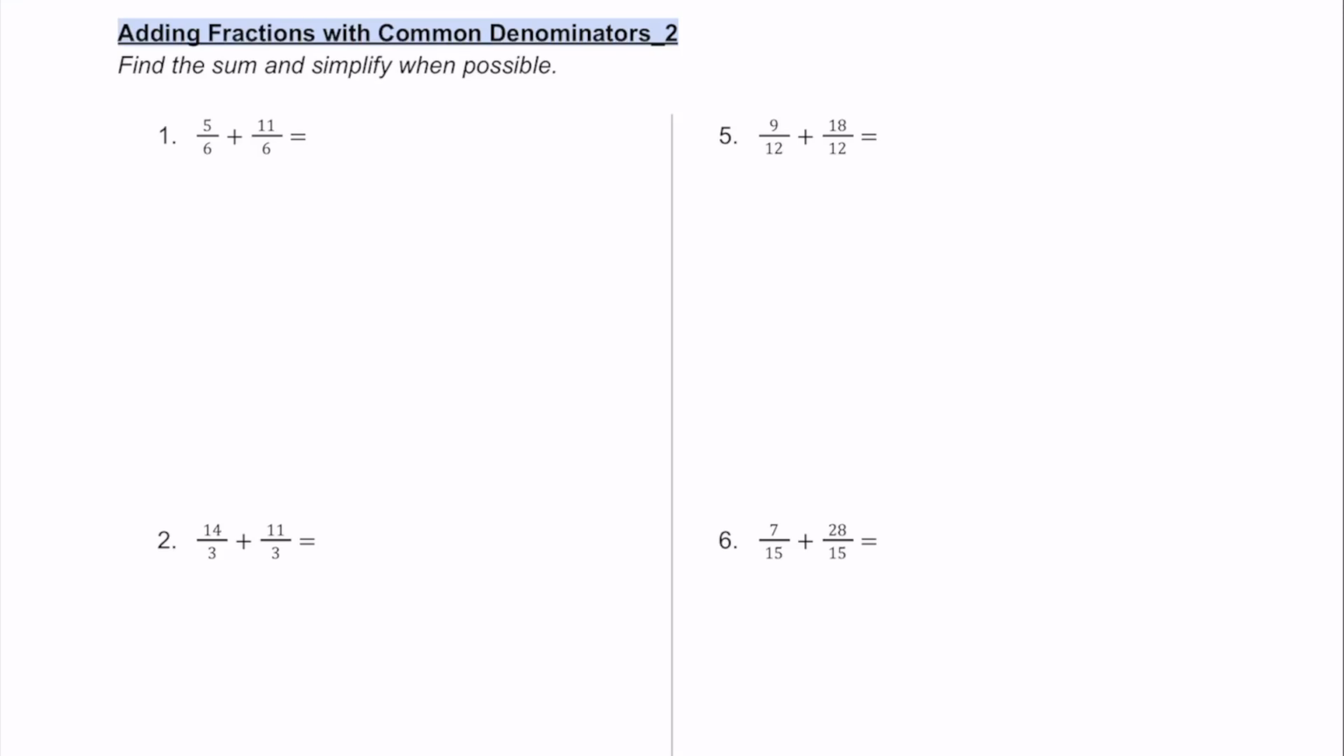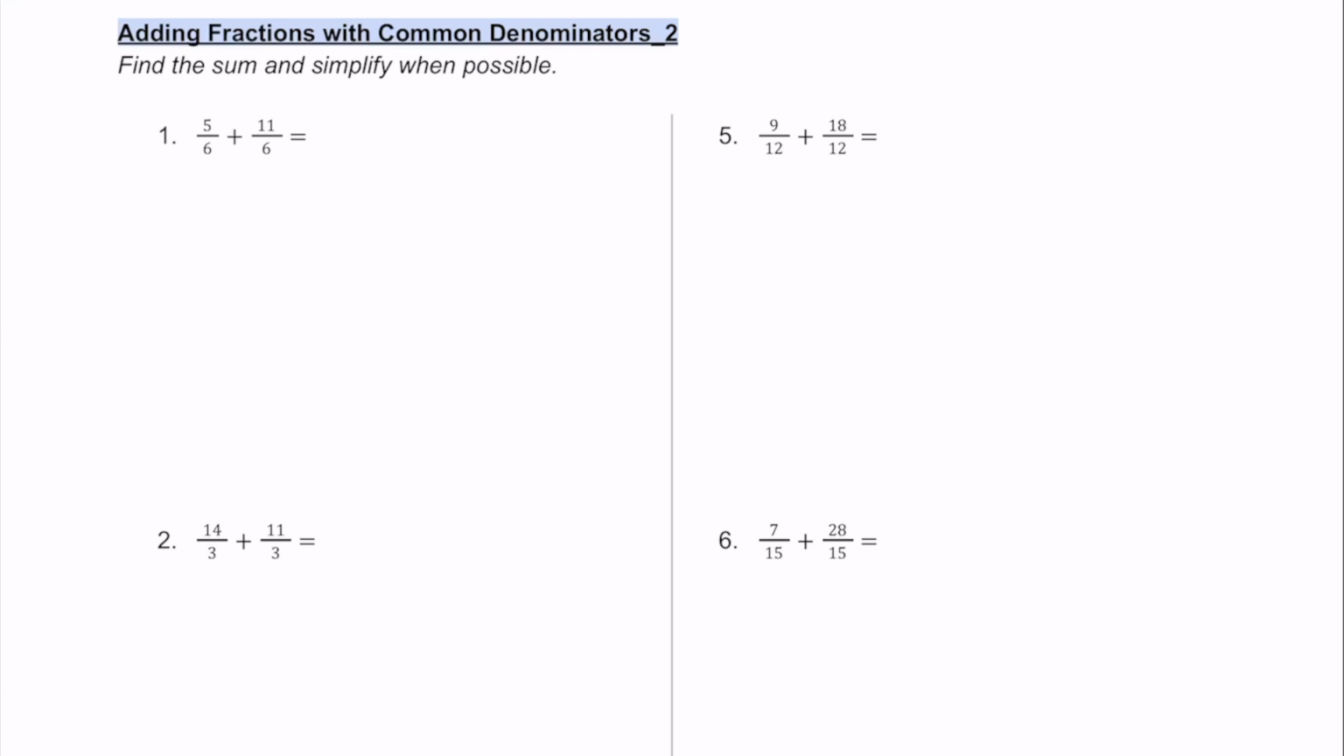In this video, let's go ahead and practice adding fractions that have common denominators together. Another way of saying that we're adding fractions is that we're going to be finding the sum of fractions. Sometimes after we add, we're going to be able to simplify, so let's make sure we go ahead and check to see if we can do that if they have common factors between the numerator and denominator.